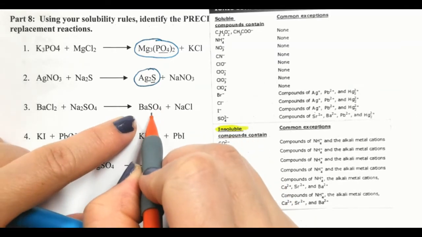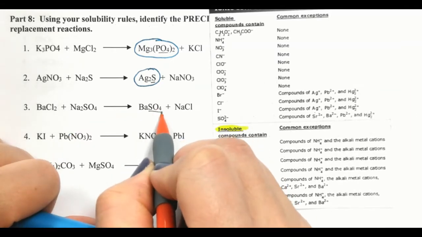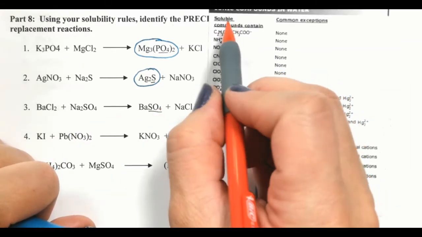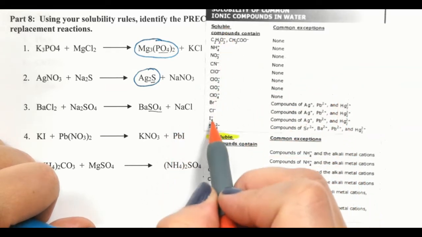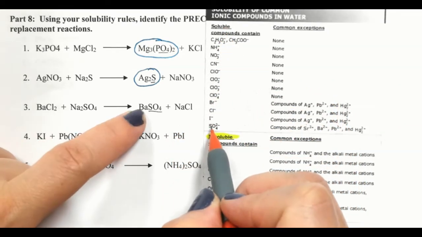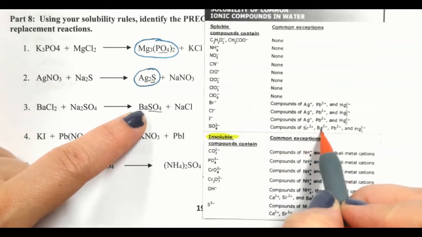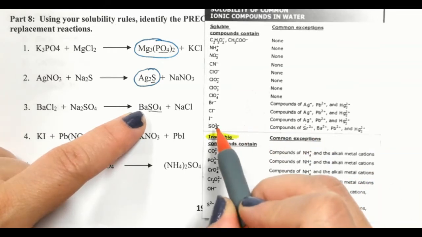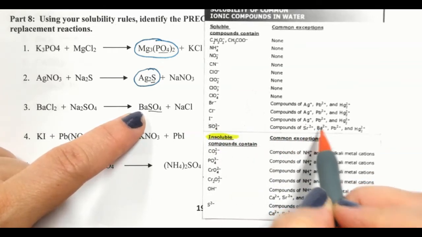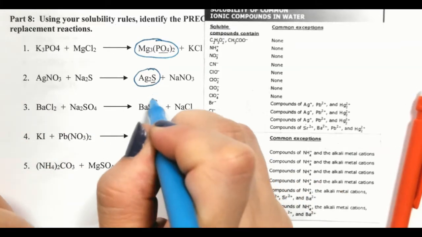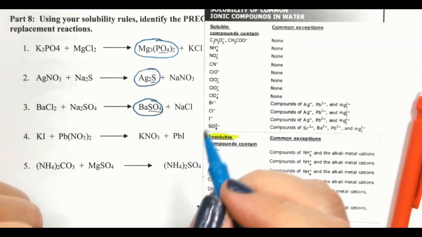Here we have barium sulfate. I'm going to go look for the sulfate, and if you look under soluble, sulfate is here. Is barium an exception? And if you look on the right, barium is an exception. So instead of being soluble, it is now insoluble. So this is my precipitate.